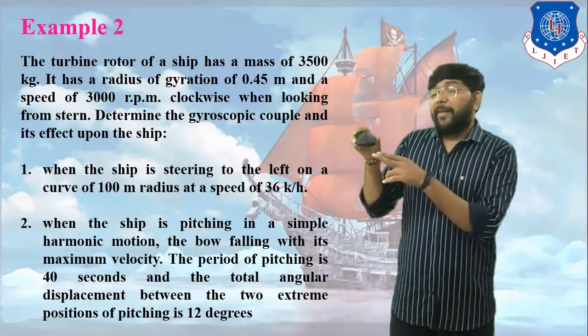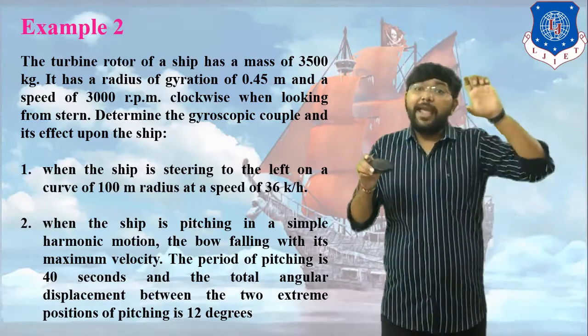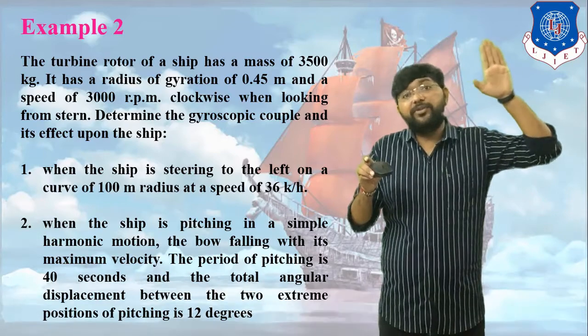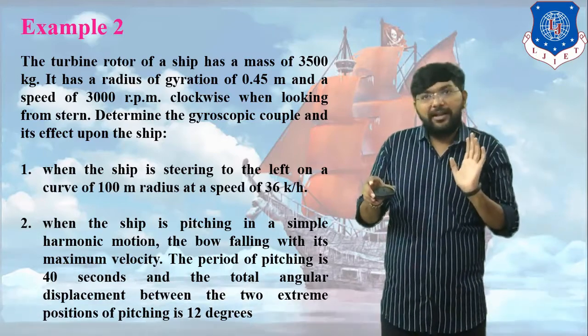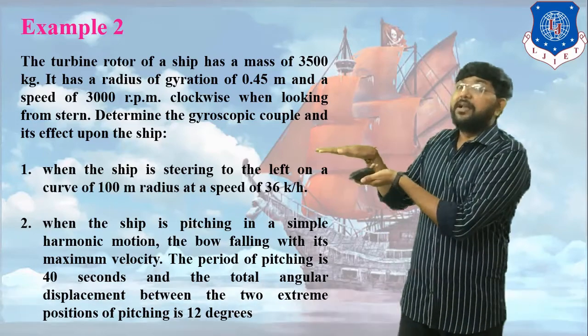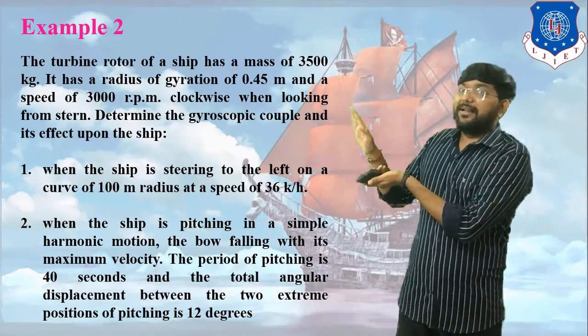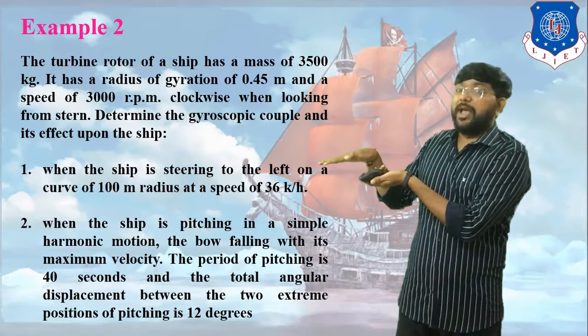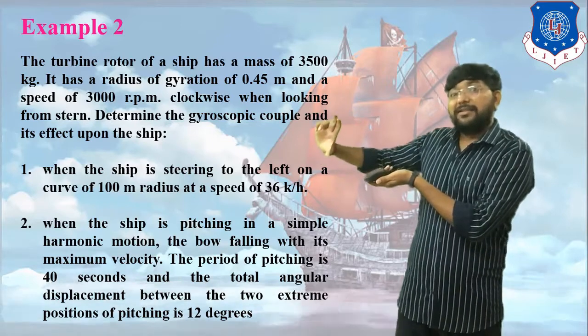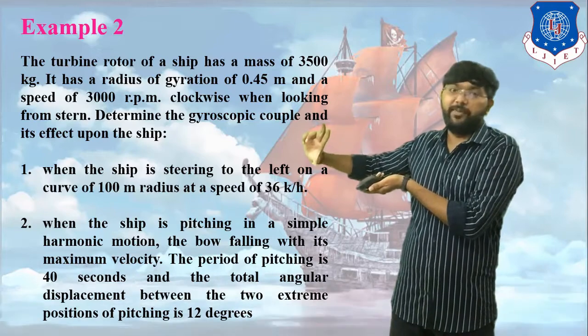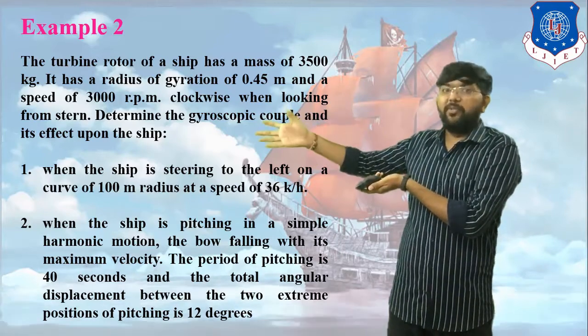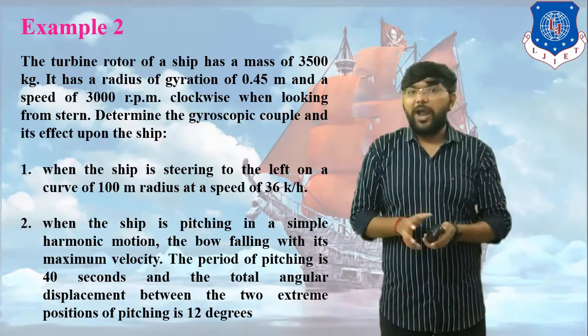That means it is the angle between the maximum position and the minimum position of the ship during pitching motion. Clear? So the maximum position is like this. This indicates the amplitude, and the minimum position is like this. So this is the angle between the maximum position and minimum position during pitching motion. That is 12 degree.